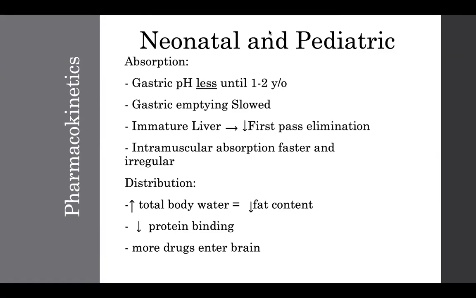Okay, so with pharmacokinetics, you have neonatal and pediatric ones. So that's going to be your absorption. The gastric pH is less in 1 to 2 year olds, and you also have a slowed gastric emptying. And because of this, we have an immature liver in them, and you'll have a lower first pass elimination. With infants, you will also give intramuscularly, is absorbed faster, but it can also be irregular absorption.